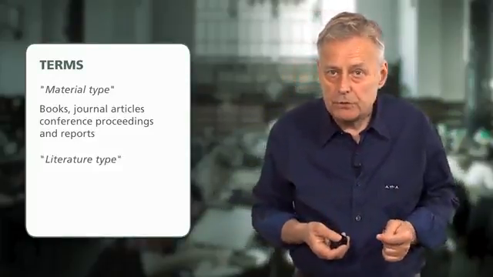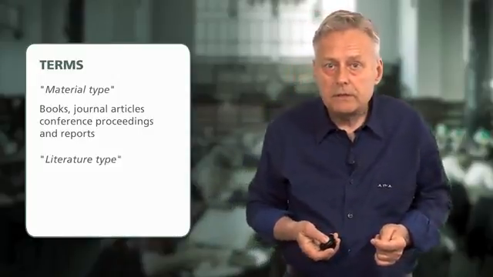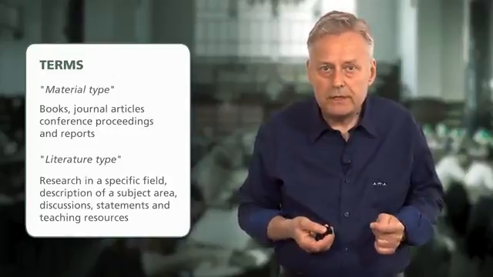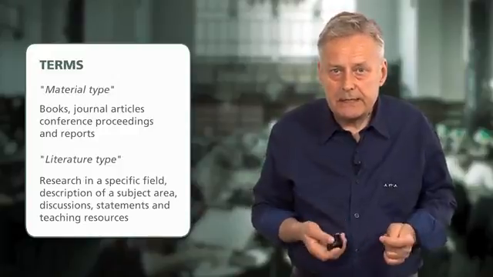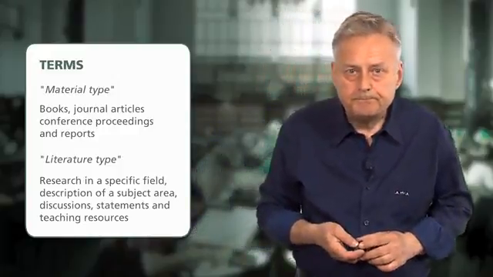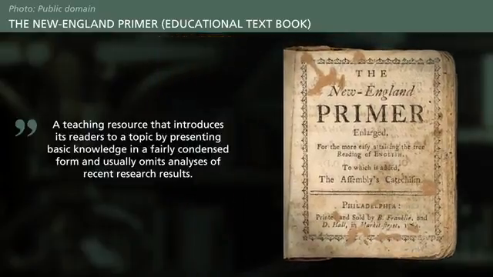When we use the term literature type, we refer to content and to the academic level of that content. That means research in a specific field, description of a subject area, discussions, statements, teaching resources. A primer or an educational textbook is an example of a literature type. It's a teaching resource that introduces its readers to a topic by presenting basic knowledge in a fairly condensed form and usually omits analysis of recent research results.